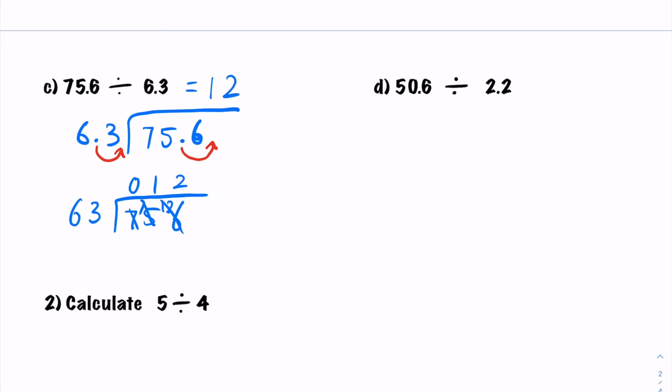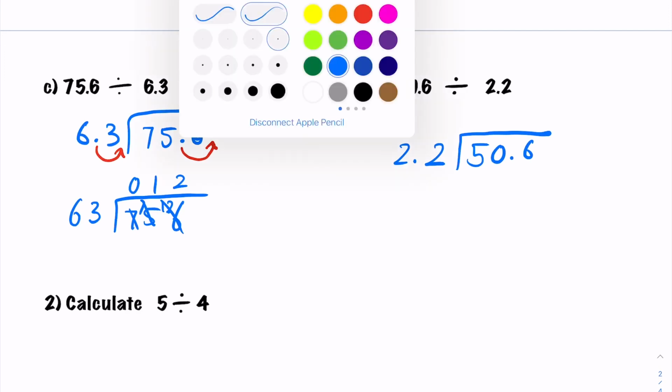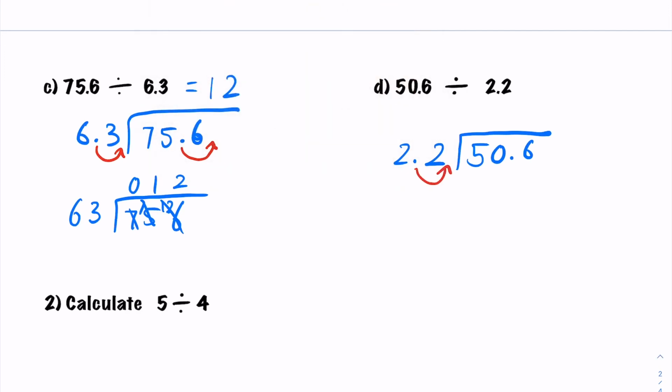50.6 divided by 2.2, let's do it in exactly the same way. 50.6 divided by 2.2. And remember, we can just move those decimals over to the right by 1. So that one can go over there, and that's just going to become 22.